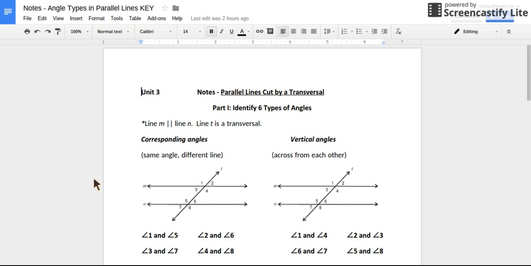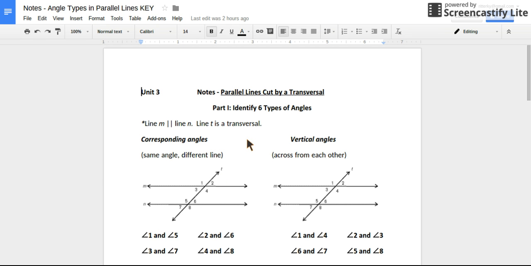In the next two videos, I'm going to be talking about what happens when two parallel lines are intersected or cut by what's called a transversal. A transversal is just a line that intersects two other lines. To transverse means to move through. So this is just a line that's passing through or intersecting some other lines.